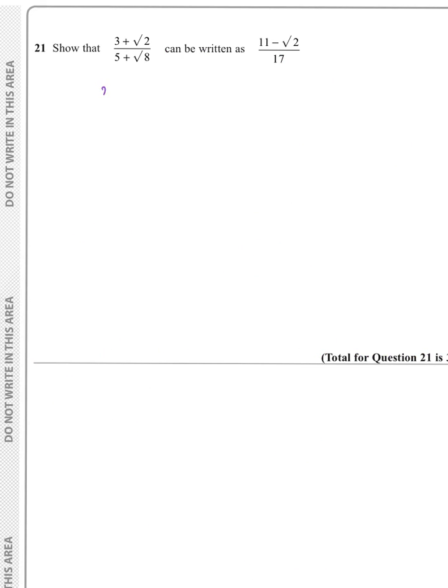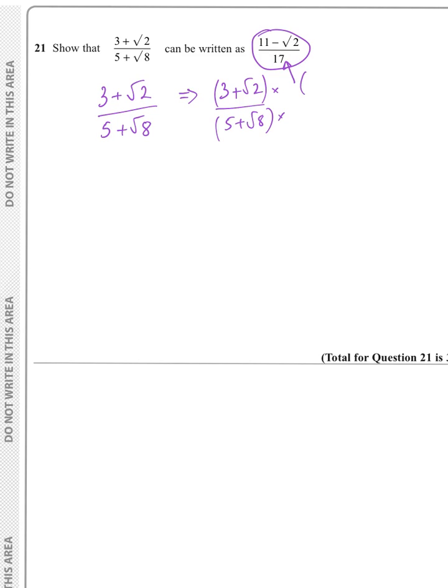Question 21. We have 3 plus root 2 divided by 5 plus root 8. And we've got to write this as given, and we can notice here that the denominator is a whole number. So the best thing to do is to rationalize the denominator. Now, the best way of doing that is to times by the same number, and in this case 5 minus root 8. And the reason we can do that is because 5 minus root 8 divided by 5 minus root 8 is 1. And if, like I said before, if we times a fraction by 1, we get the same value.